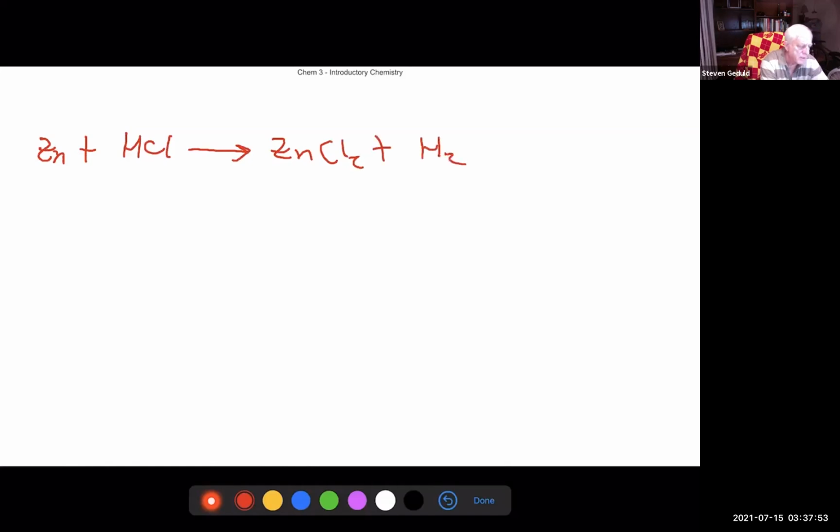Okay. So zinc and hydrochloric acid go to zinc chloride plus hydrogen. So the first thing I do with the problem is to balance your chemical equation, right? So let's put two.